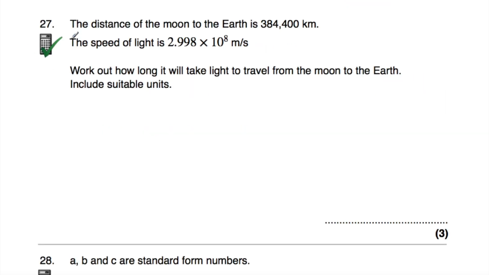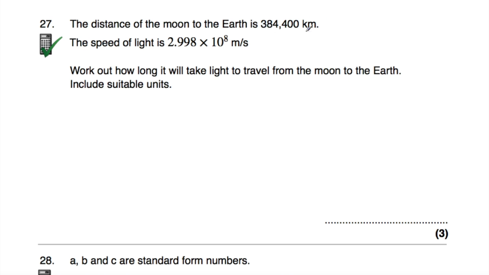Okay, so let's have a look at our next question, question number 27. Question number 27 says the distance of the moon to the Earth is 384,400 kilometers, and the speed of light is 2.998 times 10 to the power of 8 meters per second. The question says work out how long it would take light to travel from the moon to Earth, and to include suitable units. Okay, so here we know that the speed of light is 2.998 times 10 to the power of 8 meters per second.